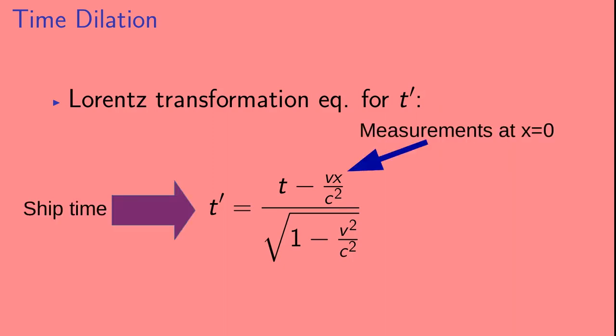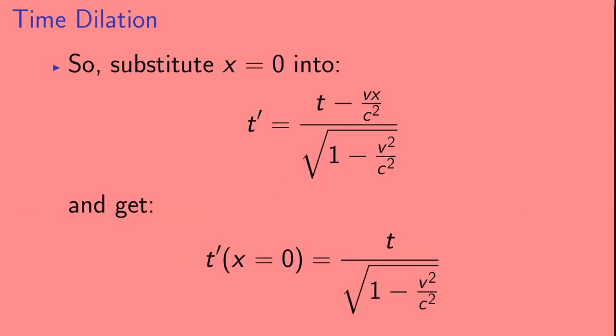Again, t prime is the spaceship's time. This time, all of the measurements are made at x equals 0. So we substitute x equals 0 into this equation for t prime and get that t prime, evaluated at x equals 0, is equal to t divided by the square root of 1 minus v squared over c squared.